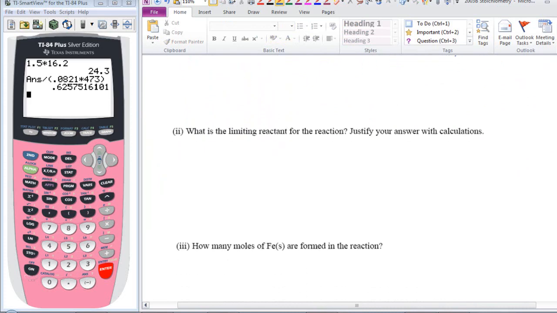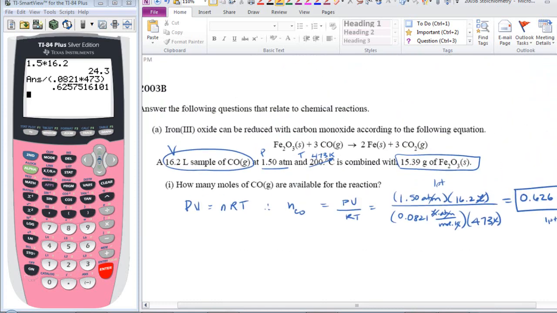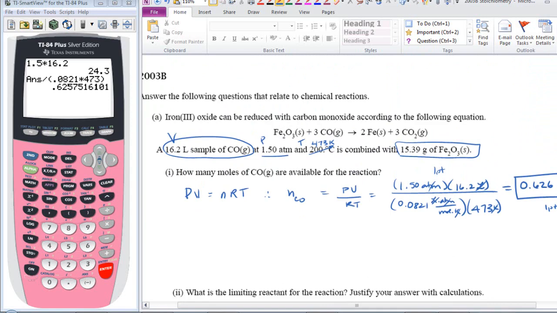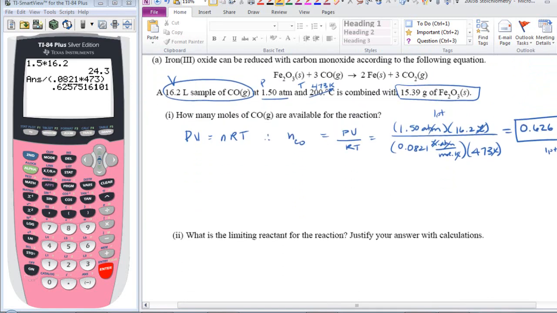So what is the limiting reactant for this? And justify your answer with calculations. Now we've got to go back and look at this equation. So we know the moles of CO. I'm going to rewrite this equation where I can actually look at it a little bit bigger. So Fe2O3 plus 3 CO yields 2 Fe and 3 CO2. All right, so what we know right now is that's a 1 to 3 ratio.